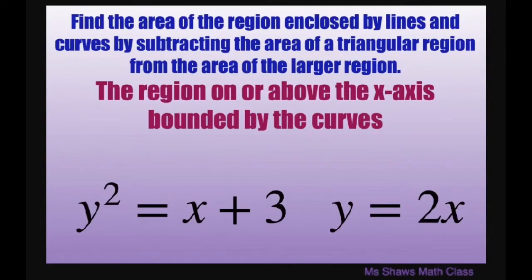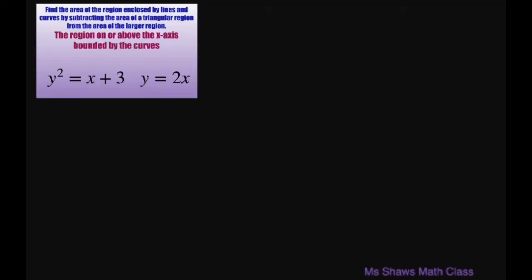Hi everyone, we're going to find the area of the region enclosed by the line y equals 2x and the curve y squared equals x plus 3 by subtracting the area of the triangular region from the area of the larger region. And our region is on or above the x-axis, bounded by the curves. So let's do a little sketch of this one.